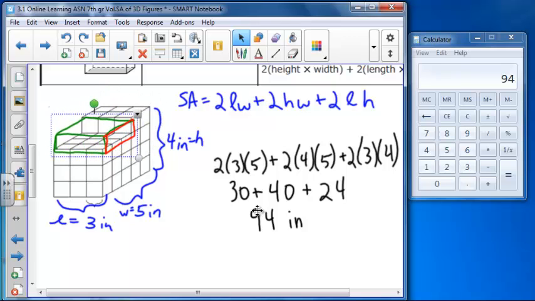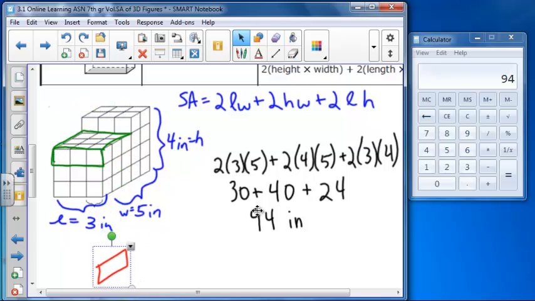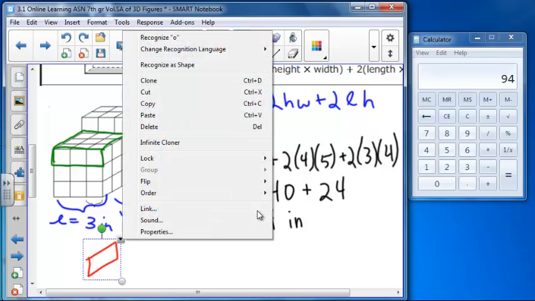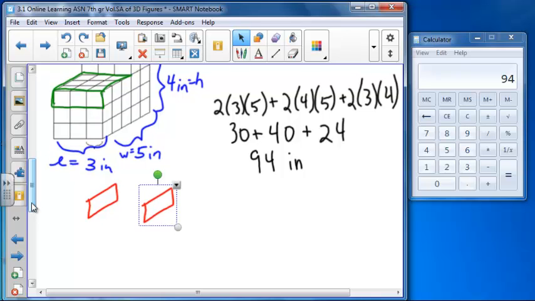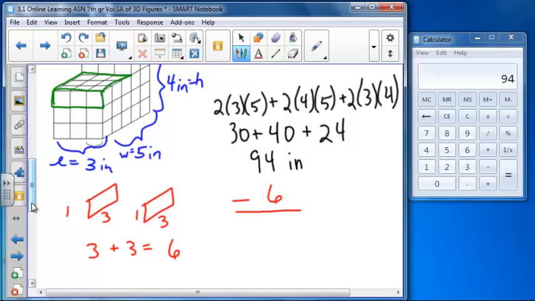The part that gets removed are these two faces on the side, for a total area of 1 by 3 plus 1 by 3. I'll clone this section. So I've removed the sides, which have a dimension of 1 by 3 and 1 by 3. This area is 3. This area is 3. I'm going to remove 6 inches from the surface area to arrive at the answer, 88 inches.